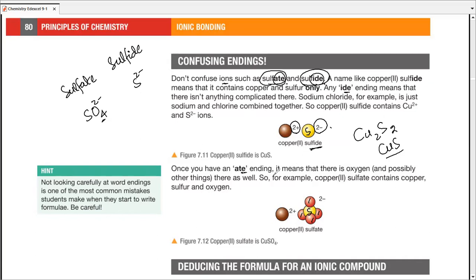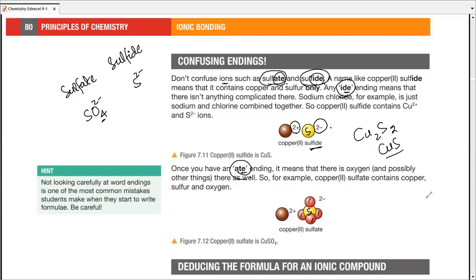Any -ate ending means it definitely has a polyatomic ion, or a group ion involved. So ATE in the name represents a group ion involved. IDE in the name represents it does not have a group ion. So that's another way to look at it.